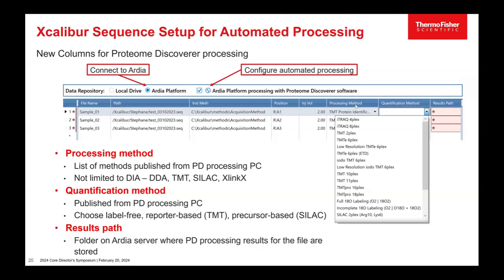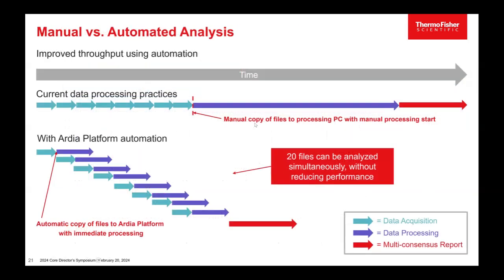So the processing methods are actually what we call analyses. It's a combination of a processing and a consensus workflow, for those of you who've used PD. And so that will give you the complete results on the Ardia server once that data has been acquired and the data is analyzed. So the way it works looks like this.